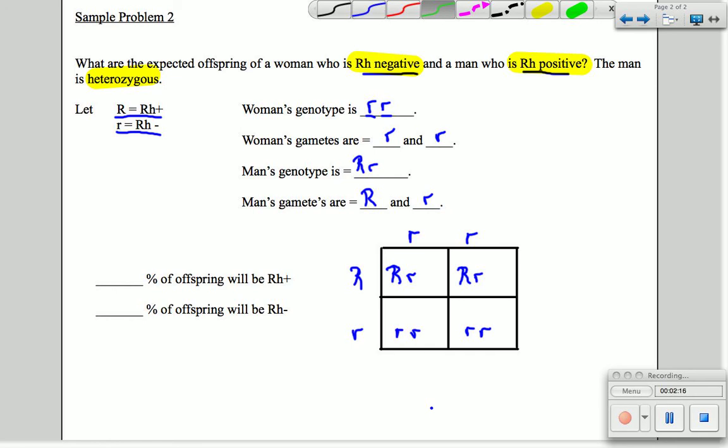Both of these top boxes are the same. They're heterozygous for Rh negative, Rh positive. That tells me that because I have at least 1 copy of that dominant allele, these 2 individuals are both Rh positive. The bottom 2 boxes are both homozygous recessive. Homozygous recessive is always Rh negative. Therefore, 50% of my offspring are Rh positive, and 50% of my offspring are Rh negative.